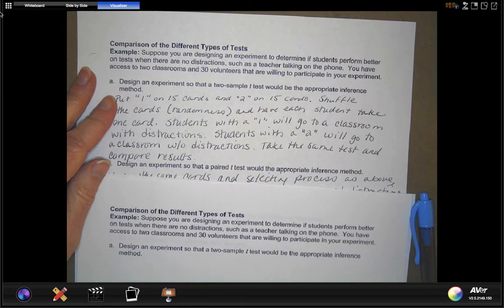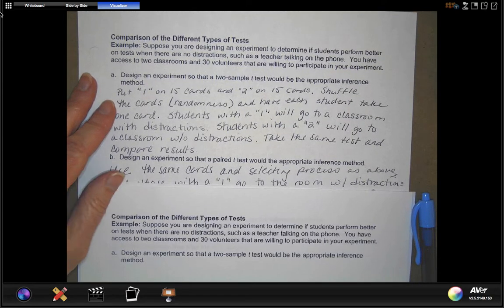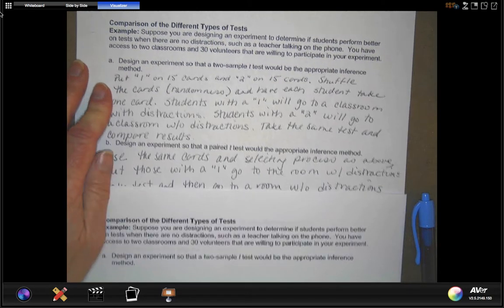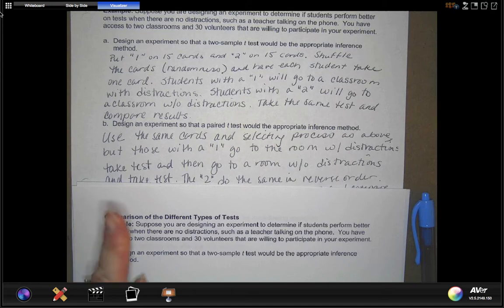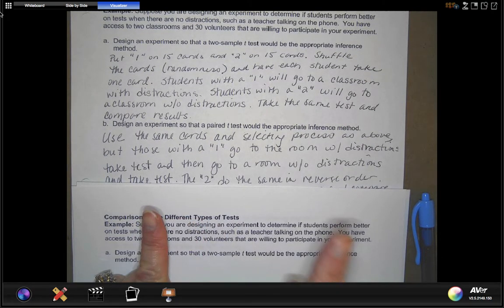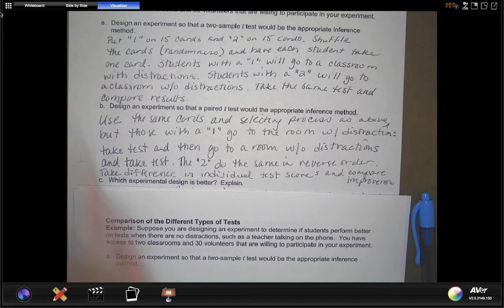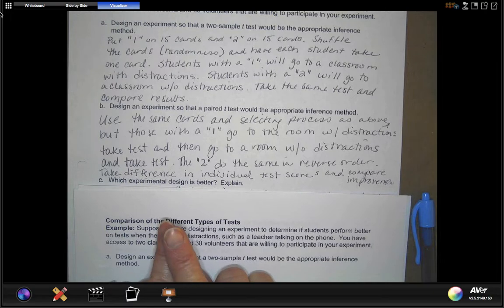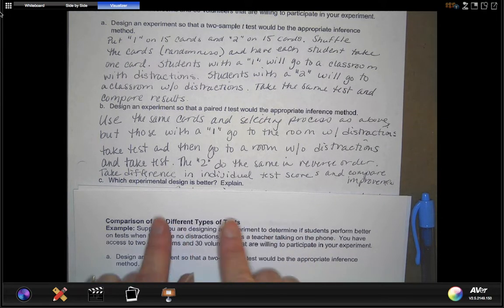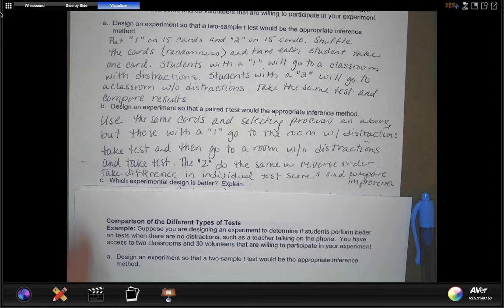The other way is I could do a matched pair test. So I'm going to use the same cards. Those that get a number 1 go to the room with distractions and take the test. After they're done with that, they go to the room without the distractions to take the test. Those with the number 2 do it in the reverse order. So they go to the room without distractions first, then they go to the distractions room. And then I take the difference in the individual test scores and compare improvements.